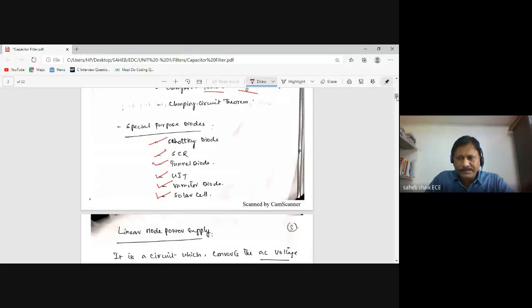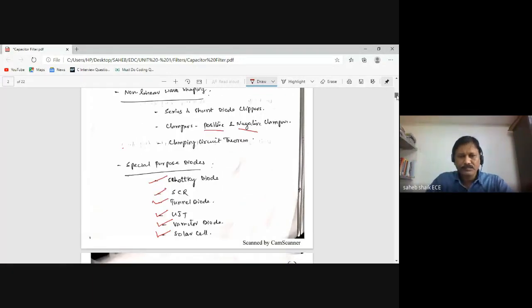What is a power supply? So in the previous classes, you have studied the linear mode power supply. What is it used for?